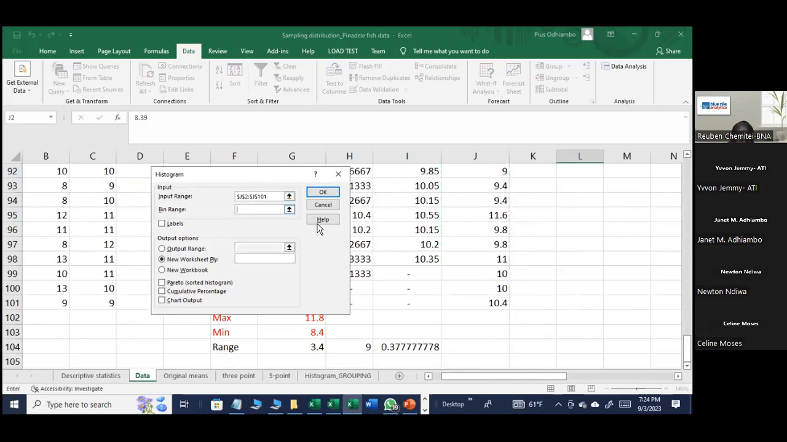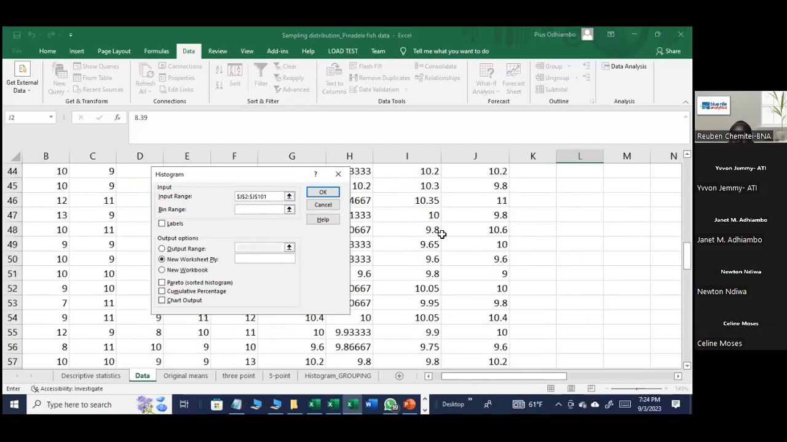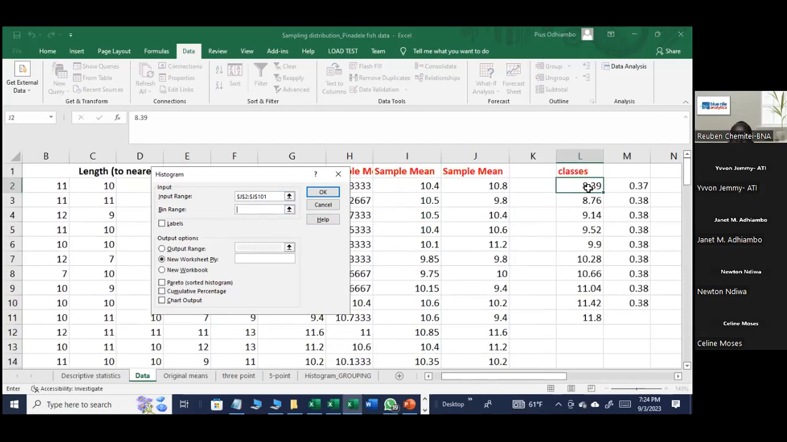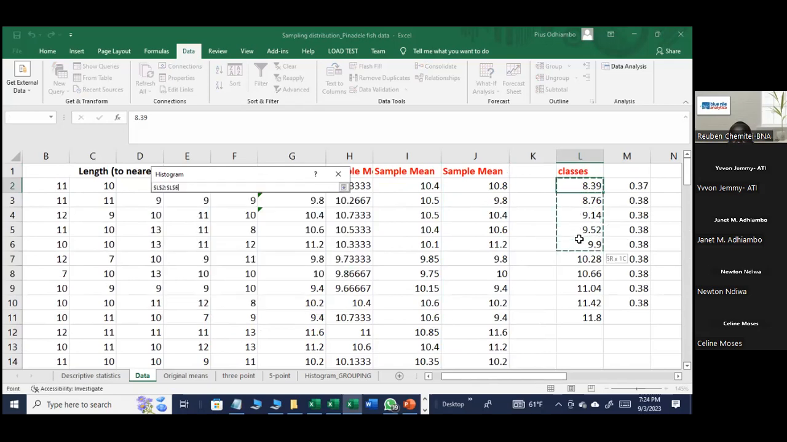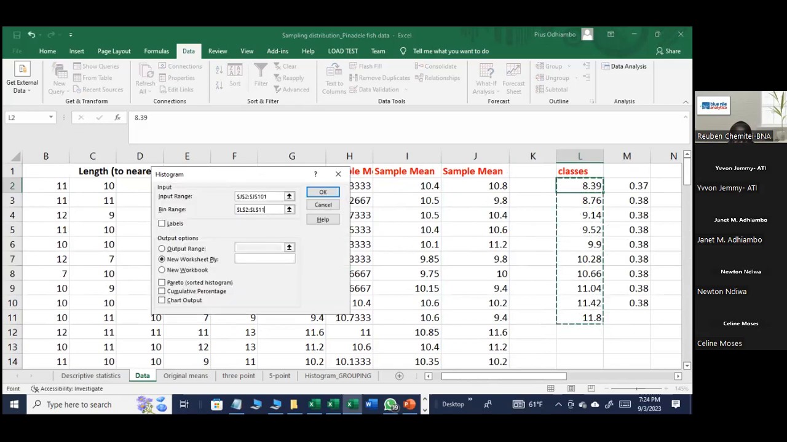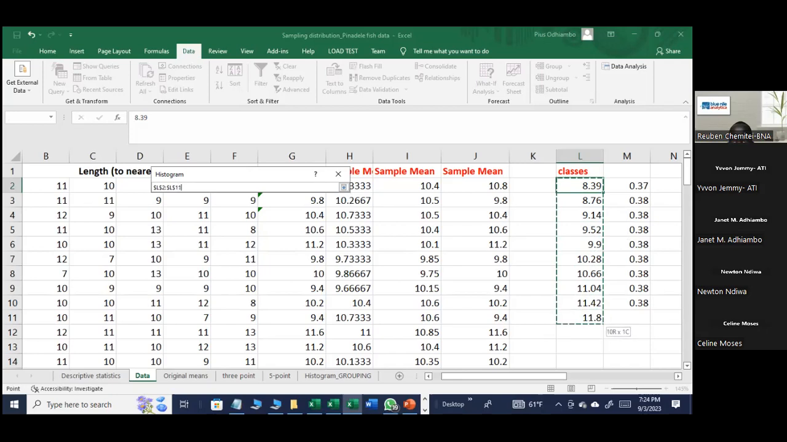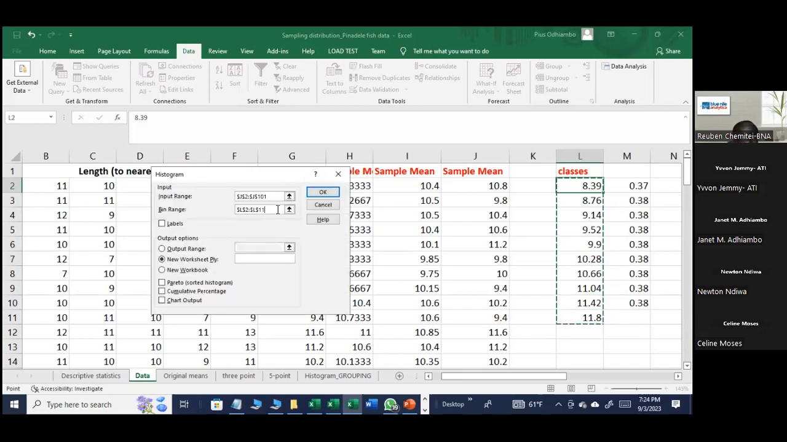Then I select now the bin range. Bin range is like the classes. The bin range is here, so I select from here downwards like this, okay. Have I selected any label? No. Yes, so it is L2 through L11. Yeah, that's correct. So I'll have output range. Okay, so I have that one there. And then I'll basically click OK.